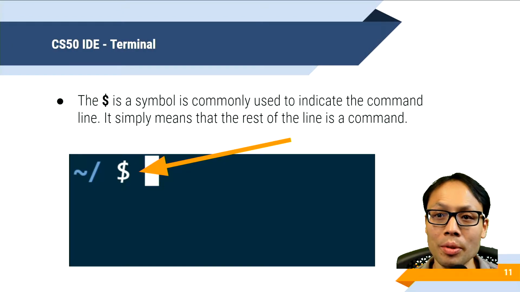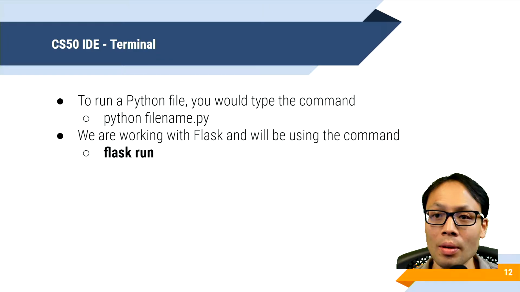So just to note some terminology, the $ sign is a symbol that is commonly used to indicate the command line. And what it means is that the rest of the line to the right of the $ sign is a command. So in this video and in this course, in this camp, we're going to be working with Flask. So the way to run Flask is to issue the command flask run. So a little bit different from issuing the command python file name. To run Flask, you just type the command flask run.